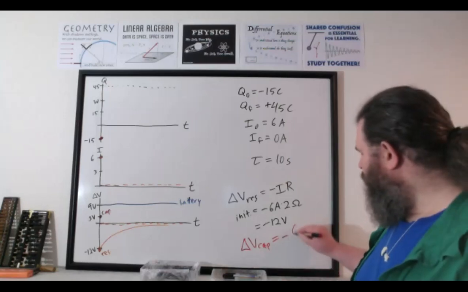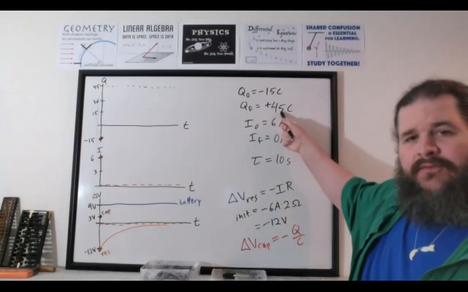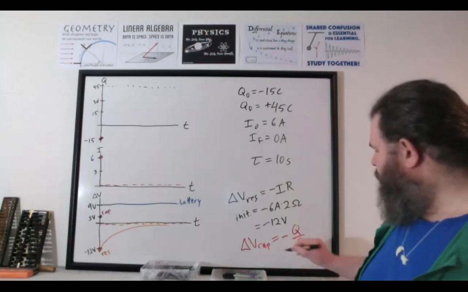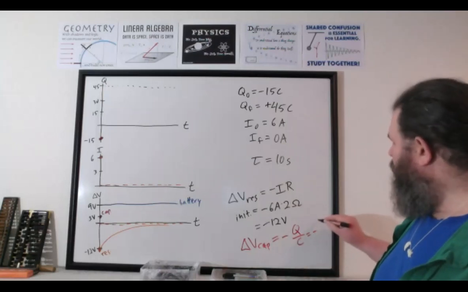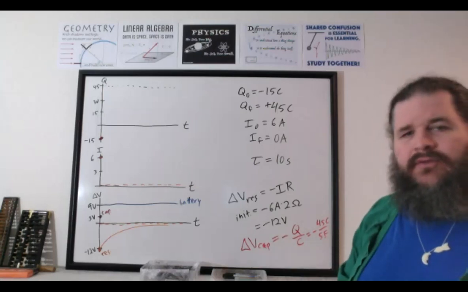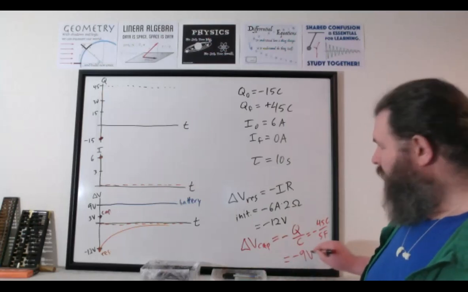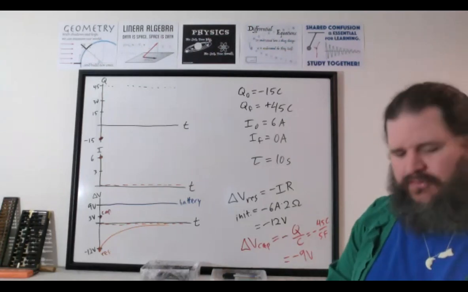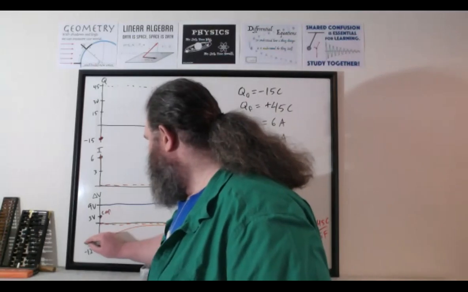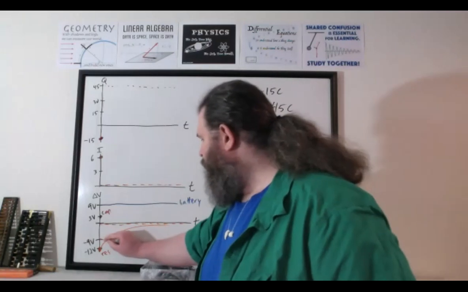Yes, negative charge over capacitance. So going back to charge, the final charge was 45 coulombs, and the capacitance was 5 farads. So negative 45 coulombs over 5 farads. 45 over 5 should be 9. So negative 9 volts. So eventually the capacitor should be approaching a value of negative 9 volts as an asymptote. So that's our asymptote for the capacitor.